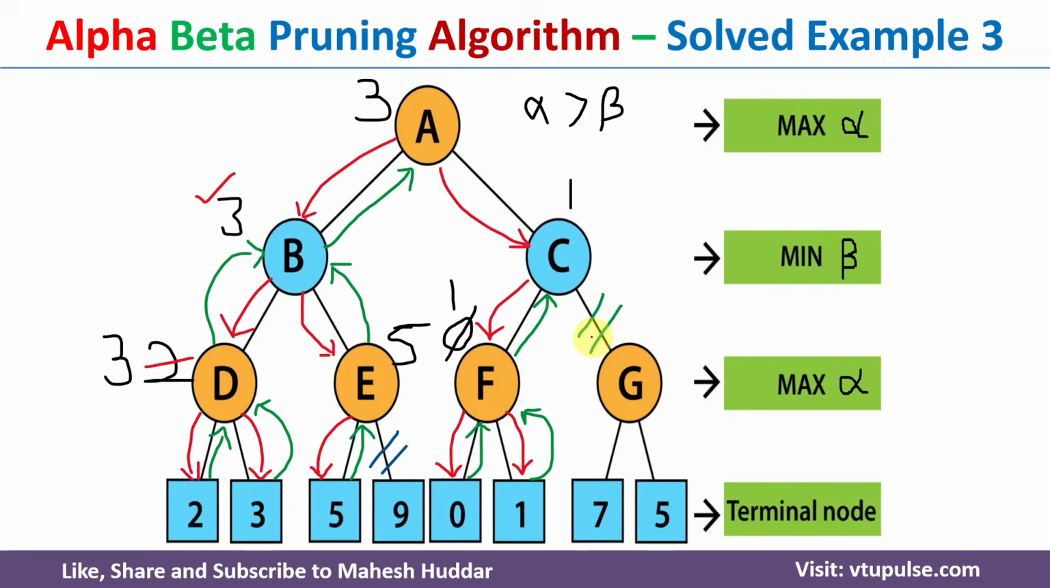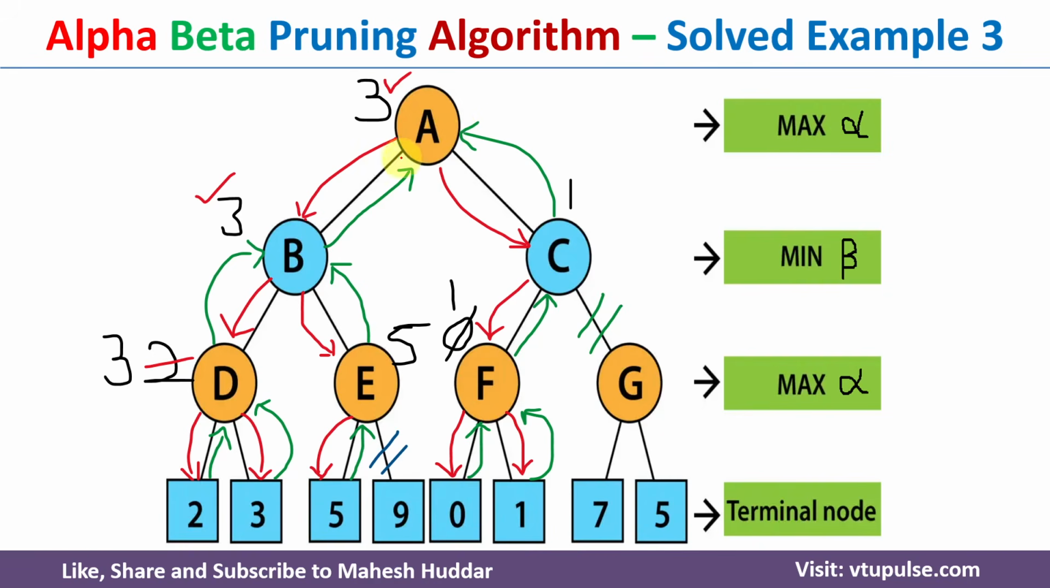We will prune this branch and we will back propagate this value to the parent node. But the parent node is in the maximum position, so it will select the maximum value between these two values. In between 3 and 1, the maximum value is 3, so the root node value will be 3.